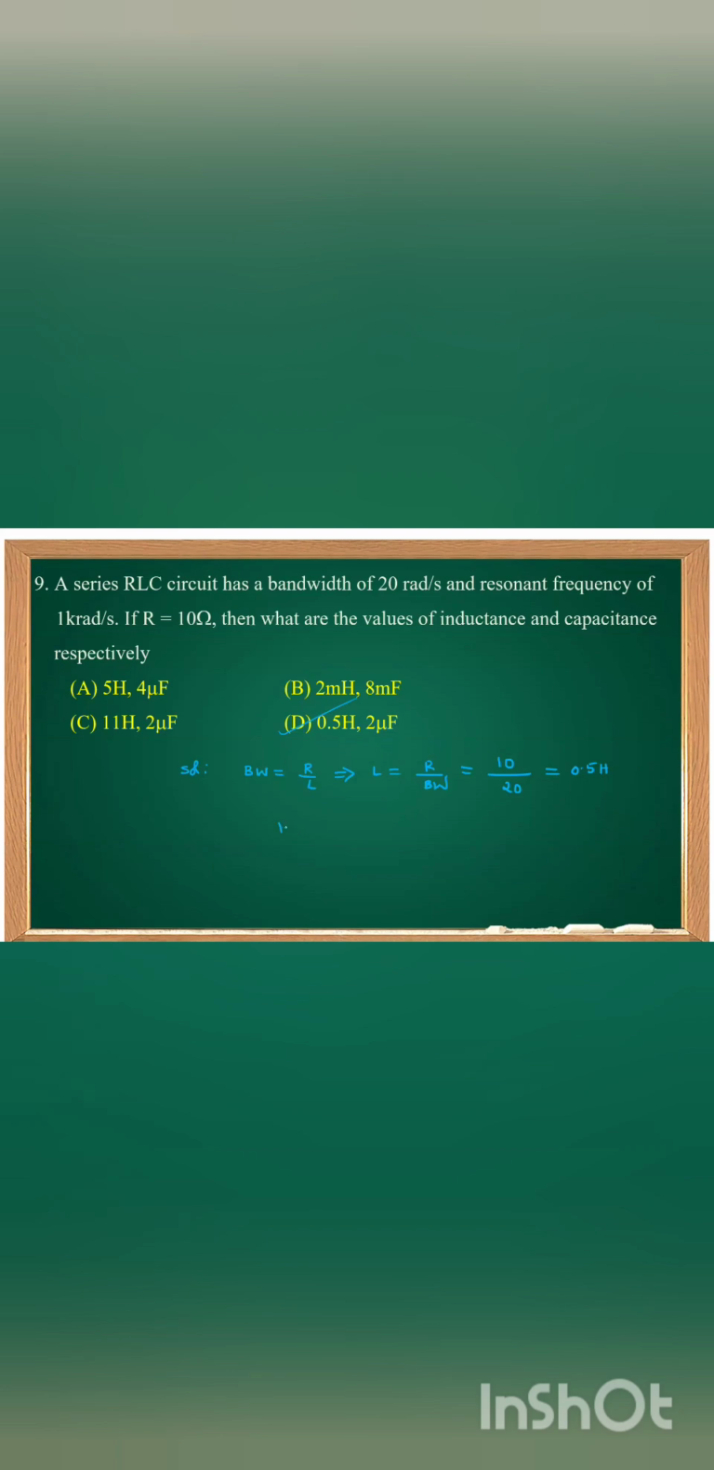How to calculate the capacitance? Omega naught square equal to 1 by LC. From this, C equal to 1 by L into omega naught square. That is 1 by 0.5 into omega naught square, with omega naught 20, that is 20 square. By simplifying this, we can get 2 microfarad. The value of capacitance C equal to 2 microfarad. That is option D, the right answer.